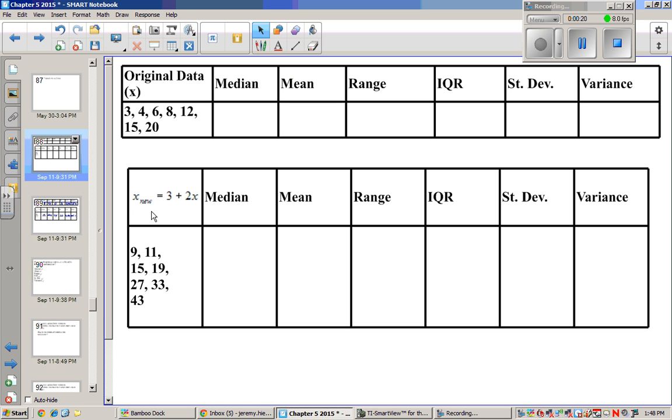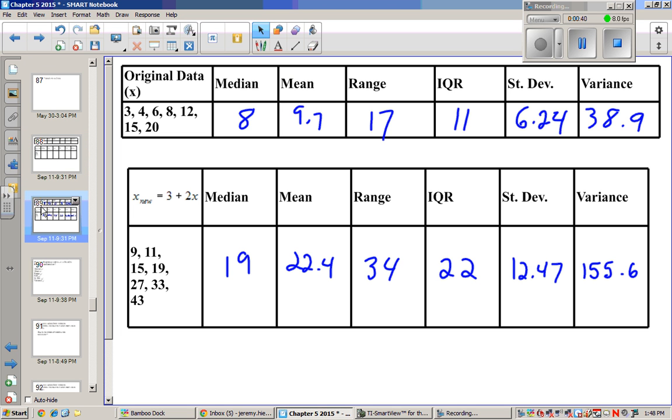Now if I have a new value where I take each of these values and multiply it by 2 and add 3, I just have a new set of values here where I did that. And so now we can find these values for that. If you want, feel free to do it on your calculator, but I just did it right here. So we have all the values. Now we want to compare and see what we can see.